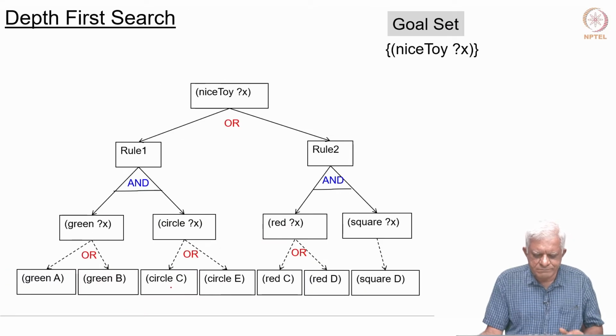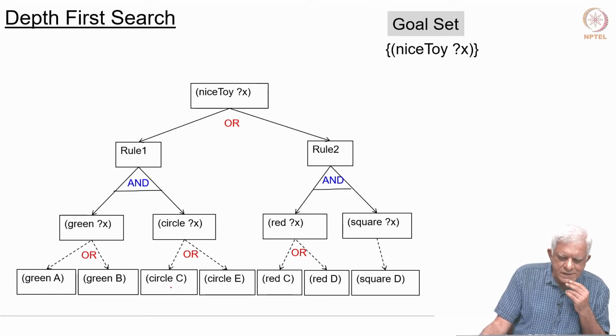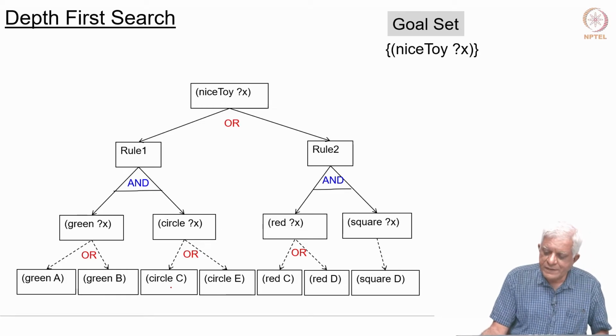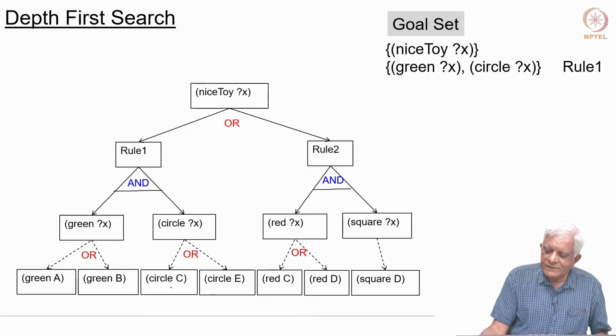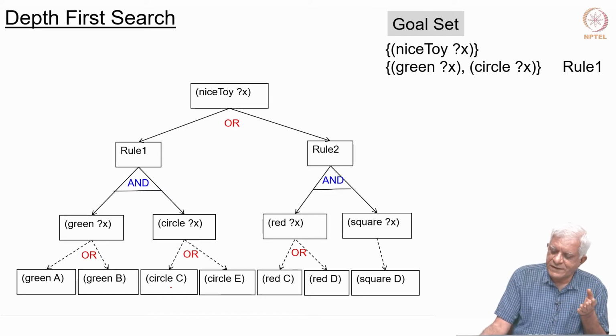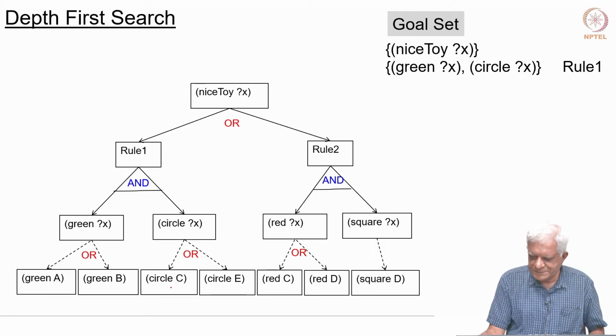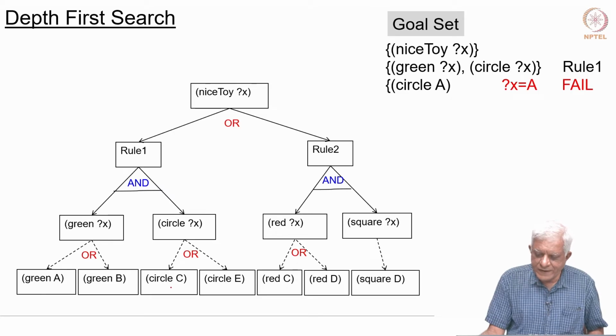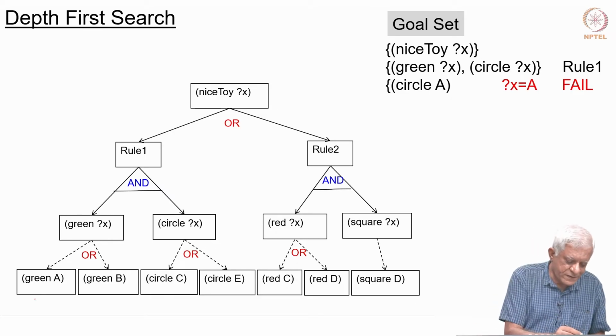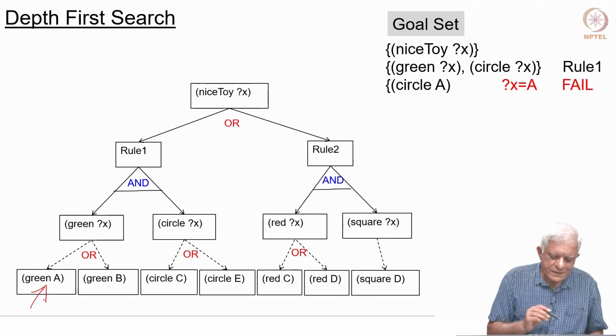So, this is our search tree. Our goal is: is there a nice toy in the knowledge base? We apply rule 1 and say that we have two sub goals now, that x must be green and x must be a circle if x is to be a nice toy, but the nice toy has been removed from the goal set. Then we look for x must be green. We find that yes, A is green, as you can see in the knowledge base here.